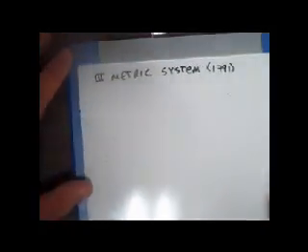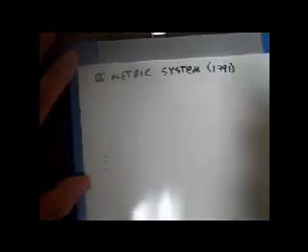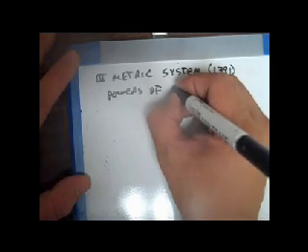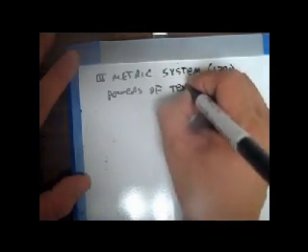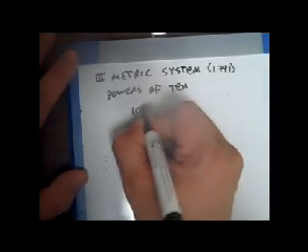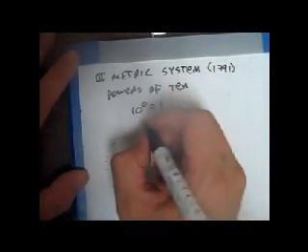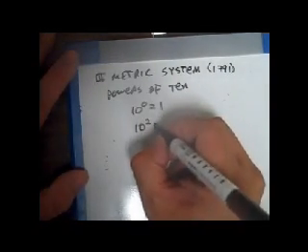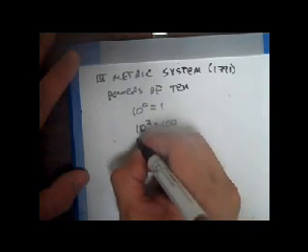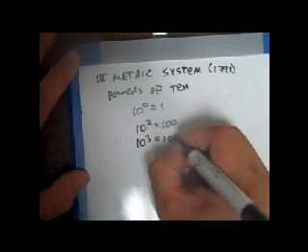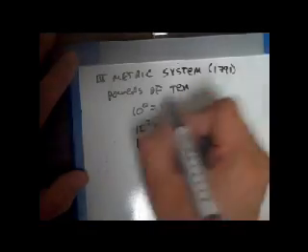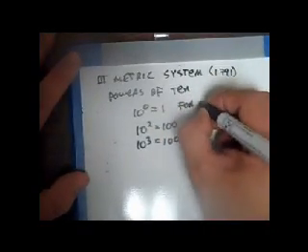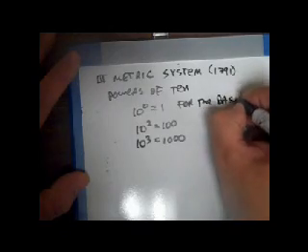Now the prefixes that are used in the metric system are basically given in powers of 10. So we have 10 to the 0 power is 1, 10 to the 2 power is 100, 10 to the 3rd power is 1,000, and this is basically for the base unit.